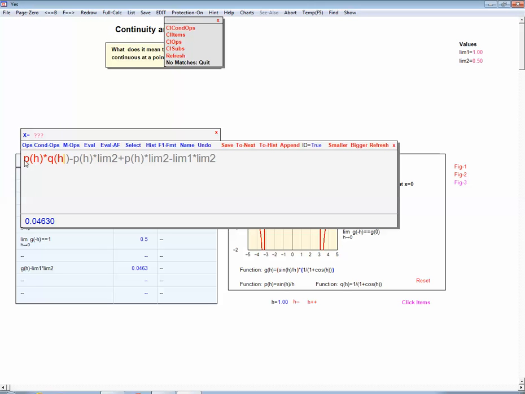Well, let's do some grouping. Let's group the first two things together. So I do a Control G, and the last two things together. Control G. Now I note that I have a p of h and a p of h in the two terms of the first grouping, and a lim 2 and a lim 2 in the two terms of the second grouping. So if I do a factor all terms, I'm going to factor those common things out.